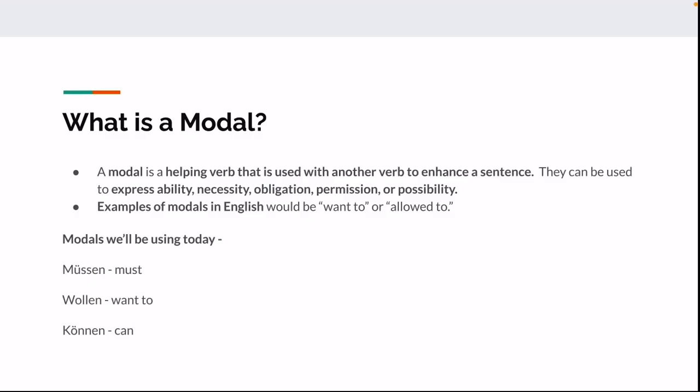What is a modal? A modal is a helping verb. As you can see, it is used with another verb to enhance a sentence. They express ability, necessity, obligation, permission, or possibility. Examples of modals in English would be want to or allowed to. Using those in a sentence, you could say, I want to purchase this, or am I allowed to purchase this? Modals we'll be using today are müssen, wollen, and können.